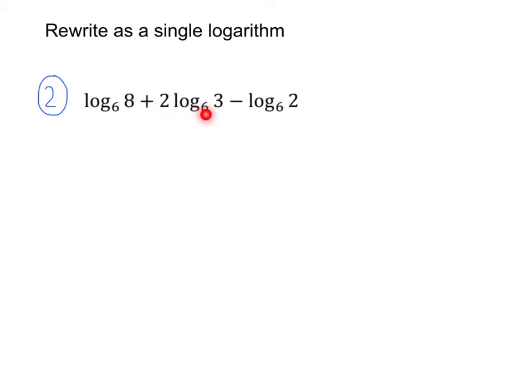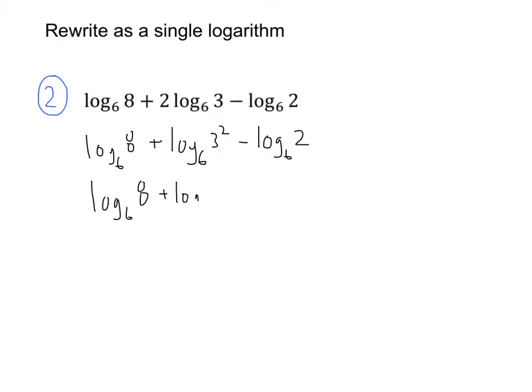Now, the property I want to start with first is, what do I do with this 2? 2 times log base 6 of 3. You should always take care of this kind of thing first. Remember, our last property says that we can use it as an exponent. So I can put this 2 as an exponent on top of the 3. This would become log base 6 of 8 plus log base 6 of 3 squared minus log base 6 of 2. If we simplify that again, this is log base 6 of 8 plus log base 6 of 9, since 3 squared is 9, minus log base 6 of 2.